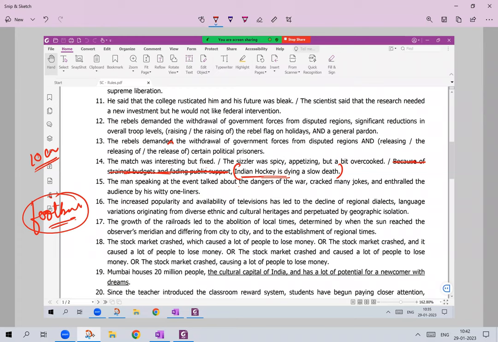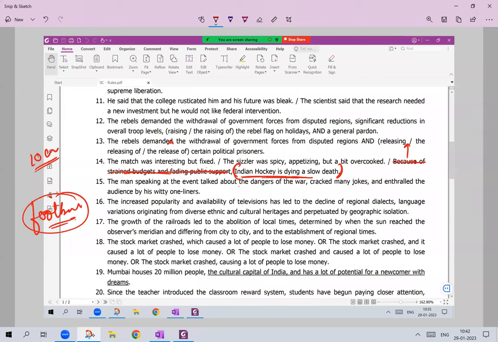If at all such sentences are written in the RC passage or CR passage, please ensure that a question will never be asked from the non-essential part. It will always be from the core part of the sentence. The core part of the sentence is Indian hockey is dying a slow death, which has been very much reversed right now. Now things are going pretty well in hockey.